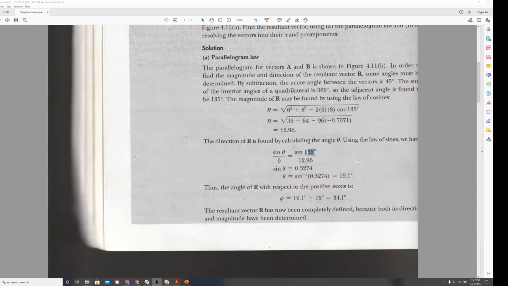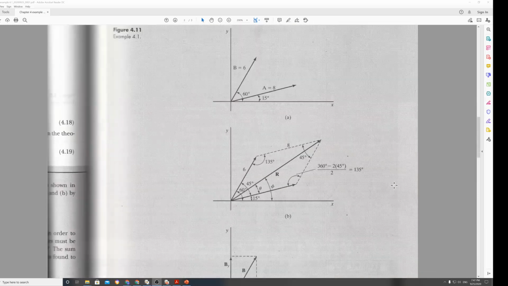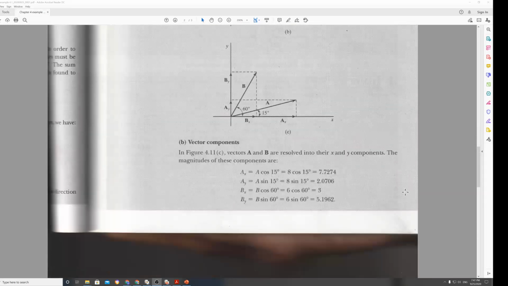But from here on out, as you take courses later on, this approach might be explored just for interest, showing you another way you could do it. But the preferred approach is the component method. And that is all for this problem, for solving it with the parallelogram law and through the vector component approach.